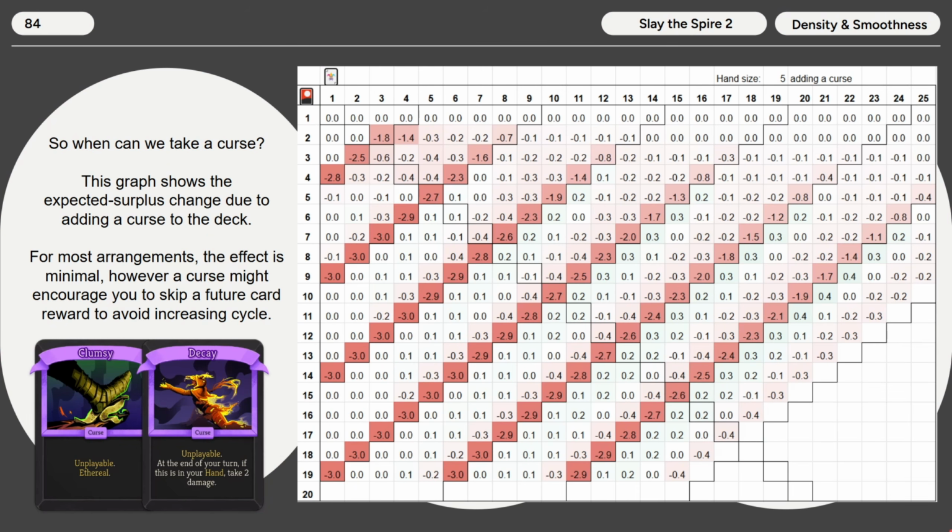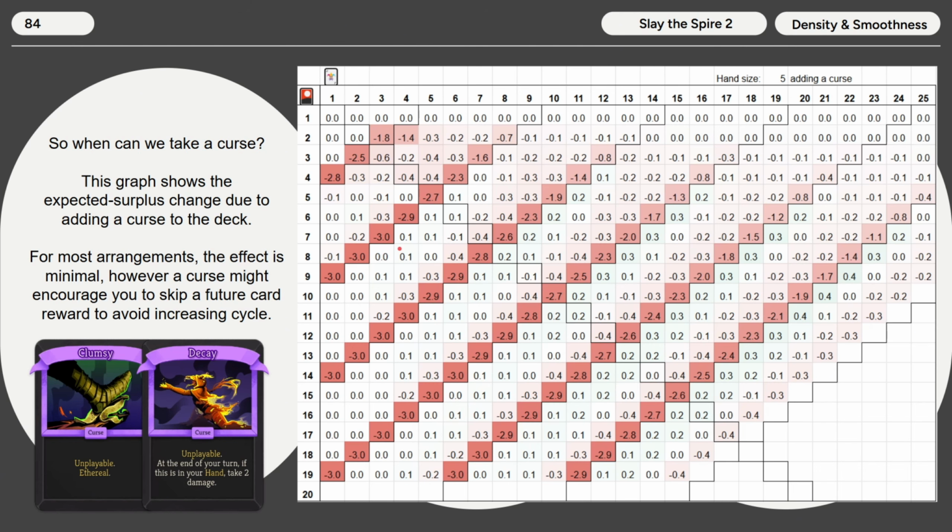So when can we take a curse? Well, this graph shows the expected surplus change due to adding a curse to the deck. So in this case, rather than with a remove, -1 bad card, this time we're adding a bad card. For most arrangements, this effect is minimal. However, a curse might encourage you to skip a future card reward to avoid increasing the cycle. So we can see that this is a -1, or in some cases it's actually a +1.